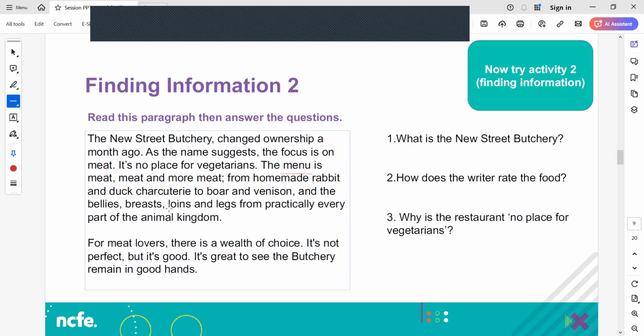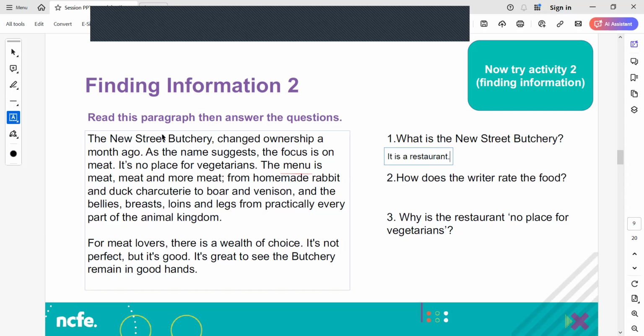So there's food, there's meat, as it tells us, and there's a menu. What type of place might you go into where you can eat meat and you've got a menu? A restaurant. A restaurant. Good. So what is the New Street Butchery? It is a restaurant. A restaurant.